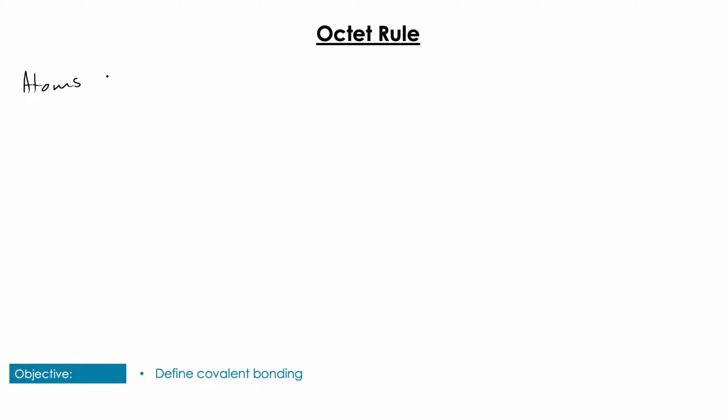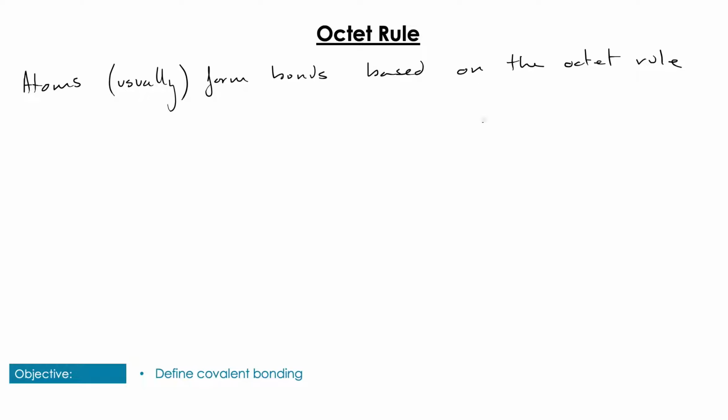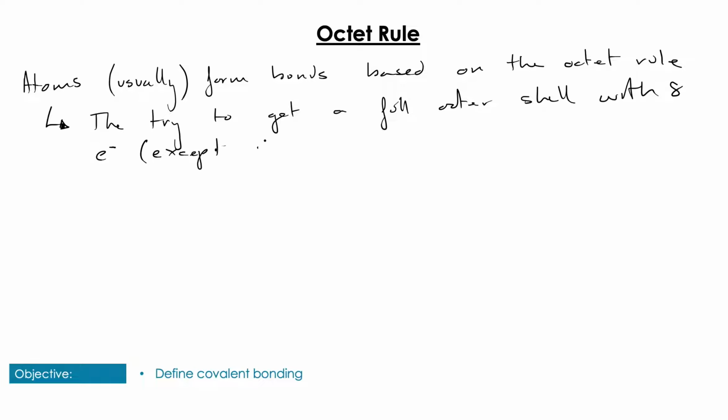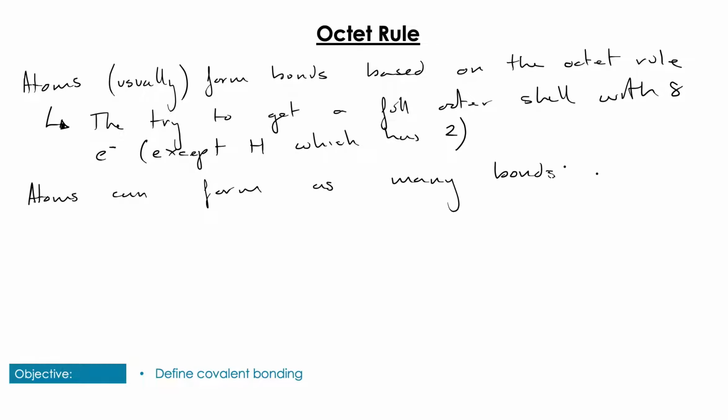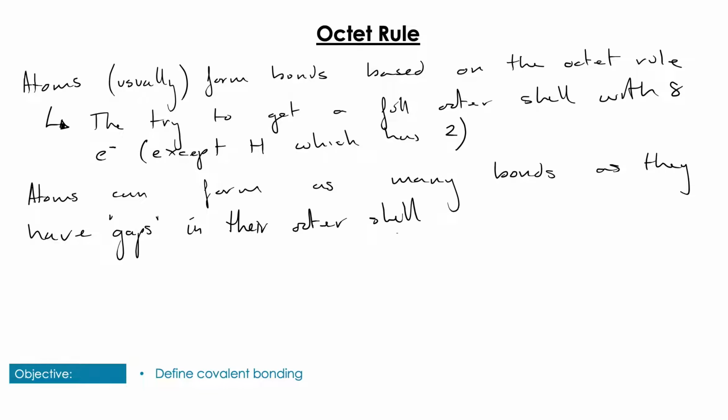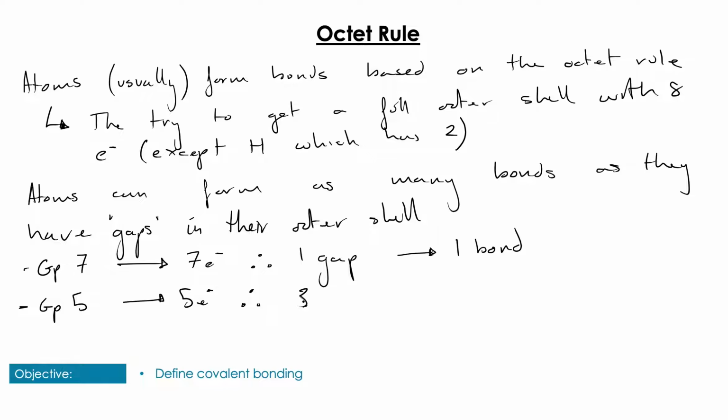To help us predict these kinds of bonds, we can use the octet rule. The octet rule states that atoms usually form bonds so that they have 8 electrons in their outer shell. We could also think about this as atoms forming as many bonds as they have gaps in that octet. For example, if they have 7 electrons, they have 1 gap and so can form a single bond. Something in group 5 would have 5 electrons in the outer shell and therefore would have 3 gaps and would have the ability to form 3 bonds.